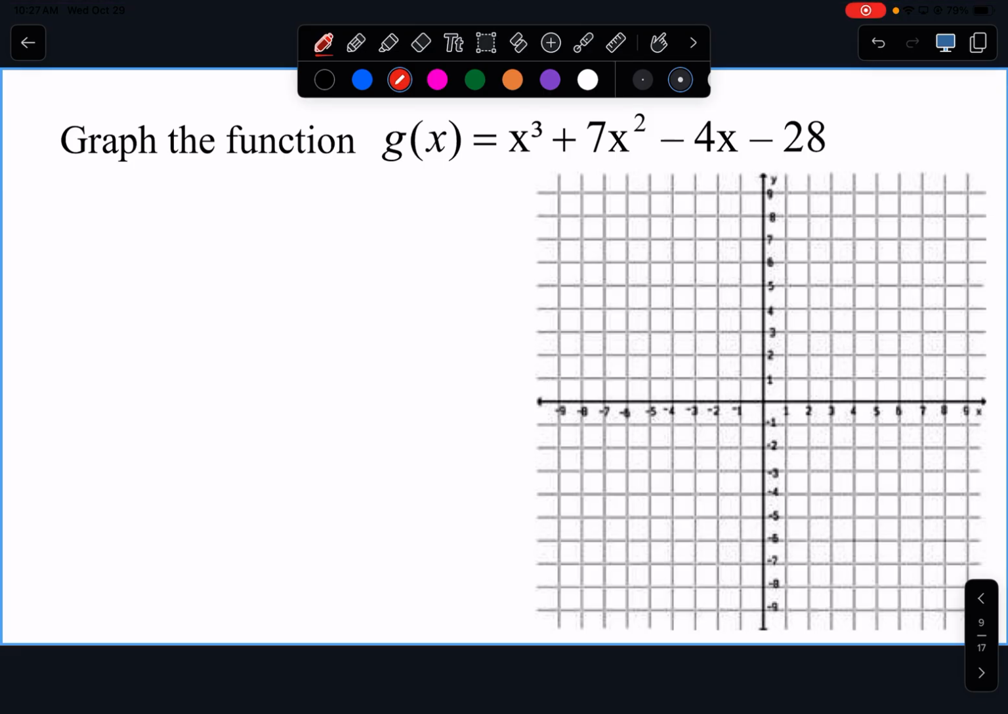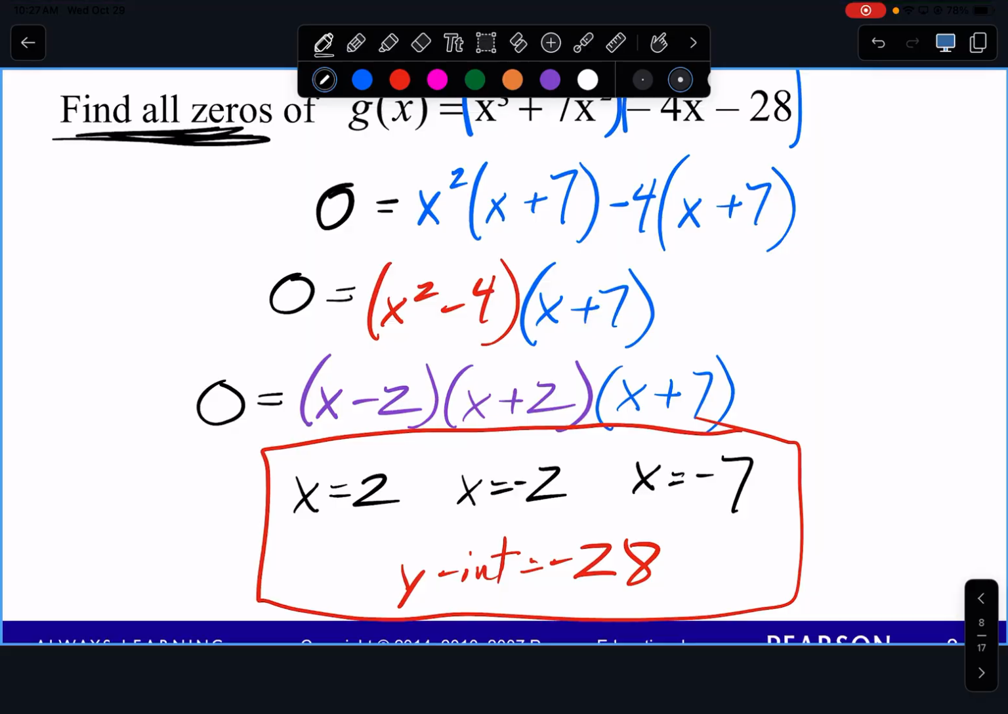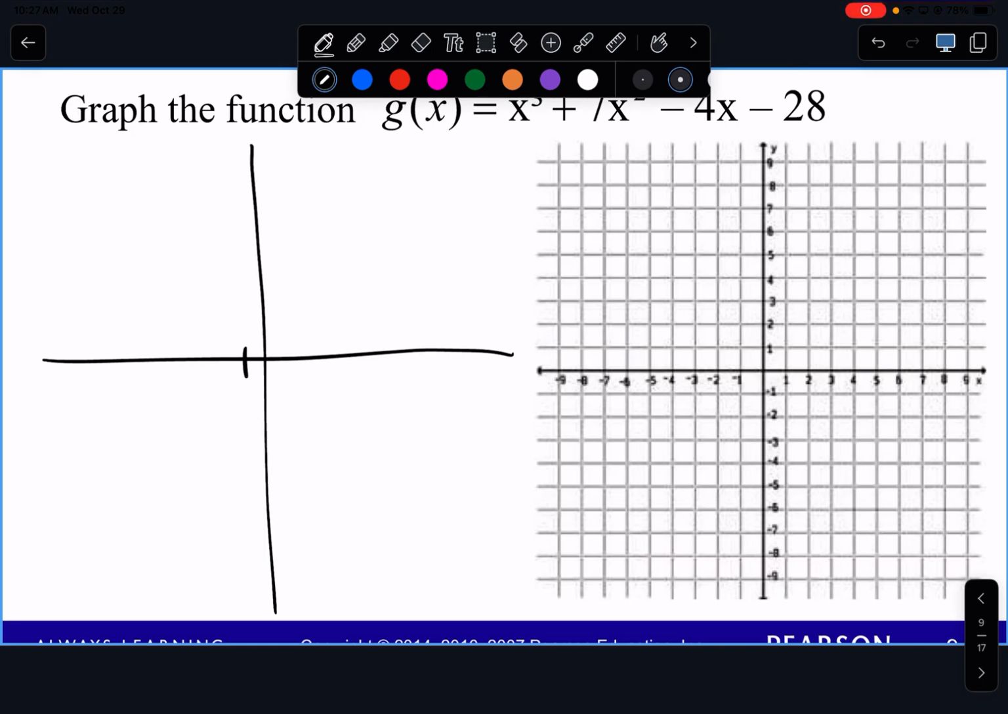So we're going to start by creating our coordinate plane. And then we're going to put our solutions on the x-axis. So I'm going to go back and look. If I'm thinking left to right, I've got negative 7 is the furthest to the left and positive 2 is the furthest to the right. So I'm going to add 7 tick marks to the left. 1, 2, 3, 4, 5, 6, 7. And then 2 to the right. And then I'm going to put my solutions at negative 7, negative 2, positive 2.